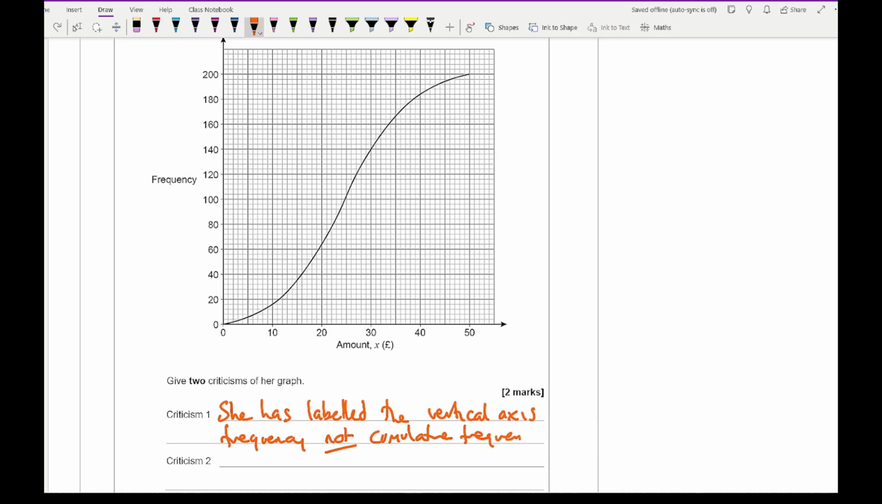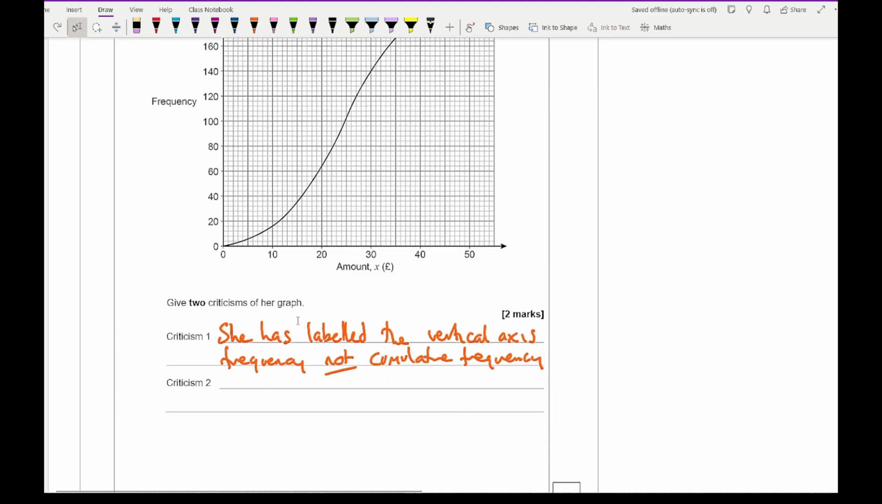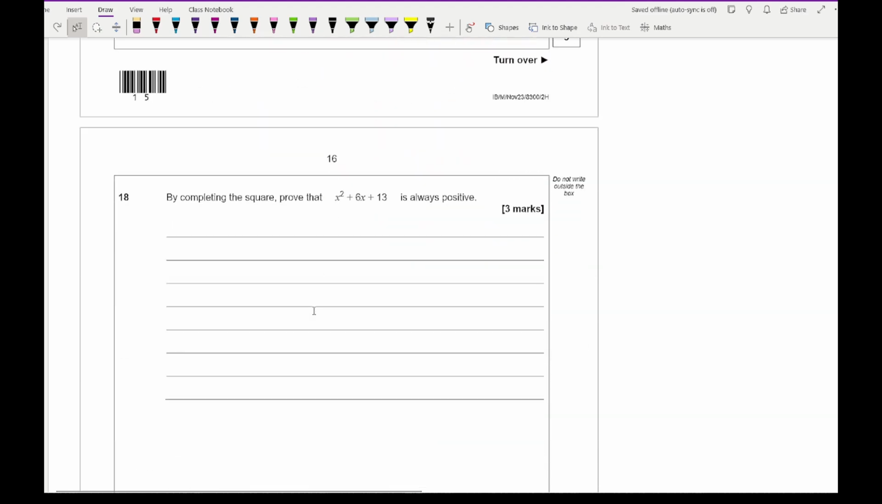And then criticism 2 is that the peak should be at 50, 190, not 200. So the last point should be at 50, 190, not 50, 200. So something along those lines would be absolutely fine. That the top frequency should be 190, not 200, would be absolutely fine for the full marks.